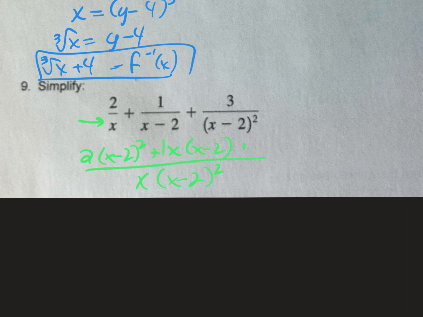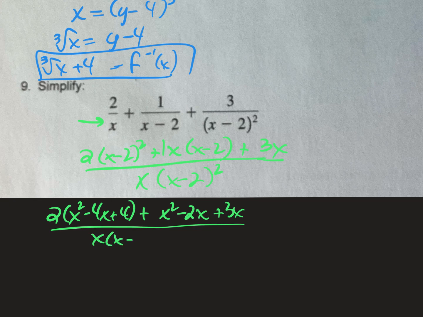You don't have to put the 1 there. And the last term is just missing the x, so I'm going to put a 3x. Now, good night. Do not start canceling stuff yet. You got to multiply all that stuff on the top out. So I'm about to go square, multiply, double, square. Here, distribute the x. And I got the 3x at the end, all over x and x minus 2 squared.